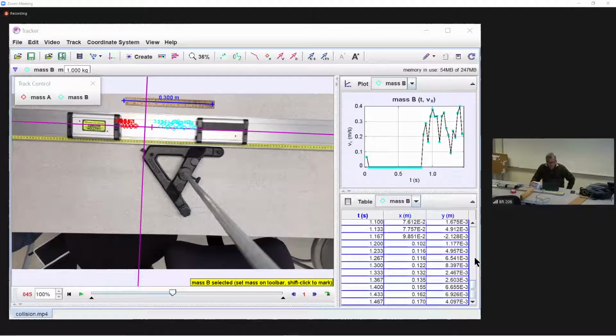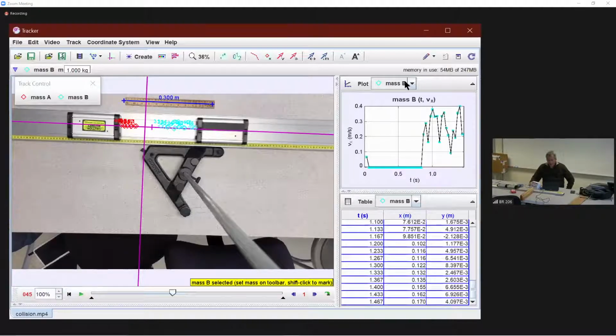If I click on Analyze and Statistics, I get a mean value of 2.773. I may have to expand that to see the decimal point. So the average value of the velocity of cart B after the collision is 2.773 e minus 1, or 0.2773 meters per second.